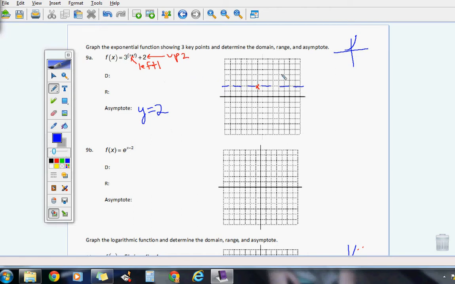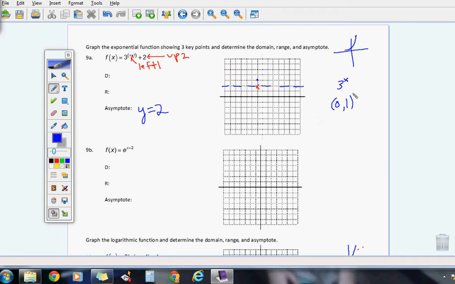Key points are all based off of, and I'll do these over here, off of just the parent of base 3 raised to the x power. So the 3 key points, the first one I always did was 0. 3 to the 0 power, anything to the 0 power is 1. So that's my first key point. From that new origin, there it is, 0, 1.